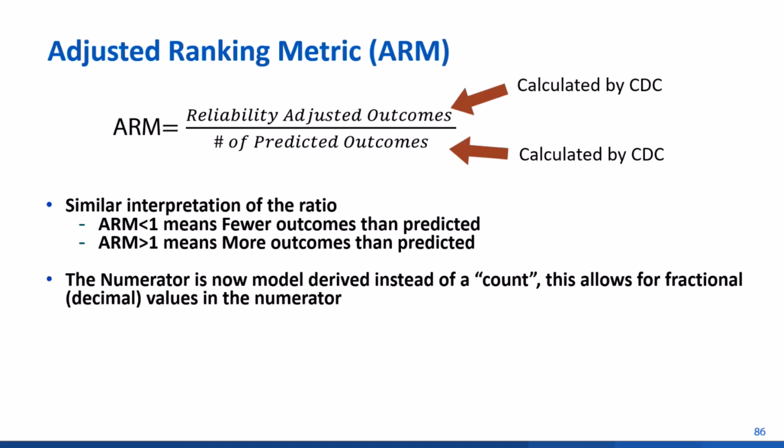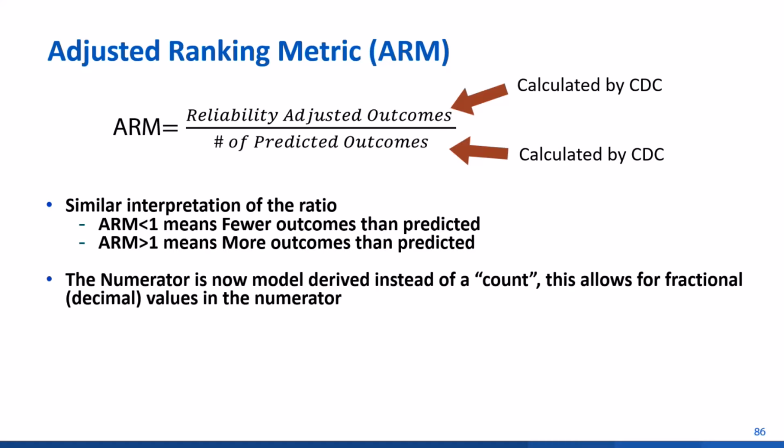And if the ARM is greater than 1, it means we have more outcomes than predicted. And the big difference here, I'll just reiterate this again, is that the numerator, the top part of that ratio, is no longer a count. It is going to be a derived value that allows for fractional or decimal values in the numerator.